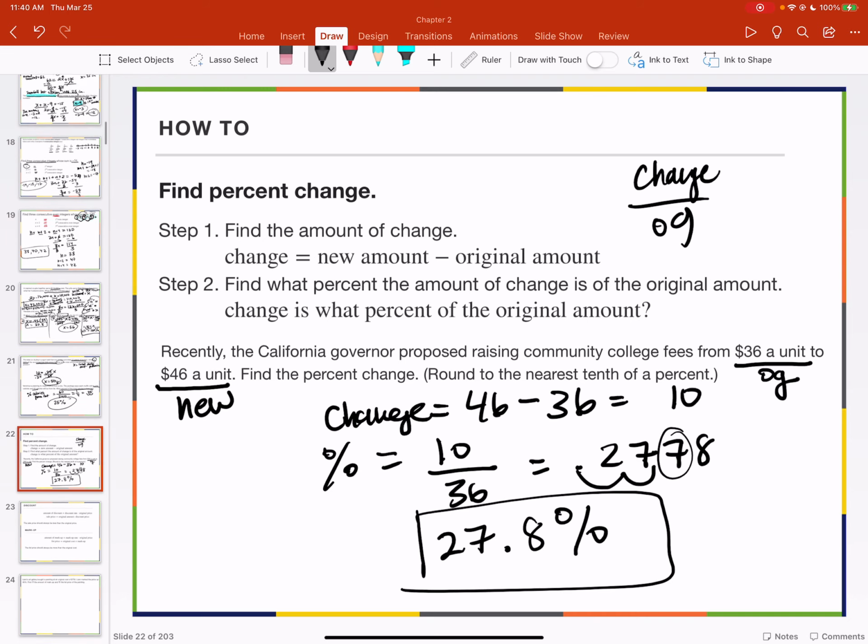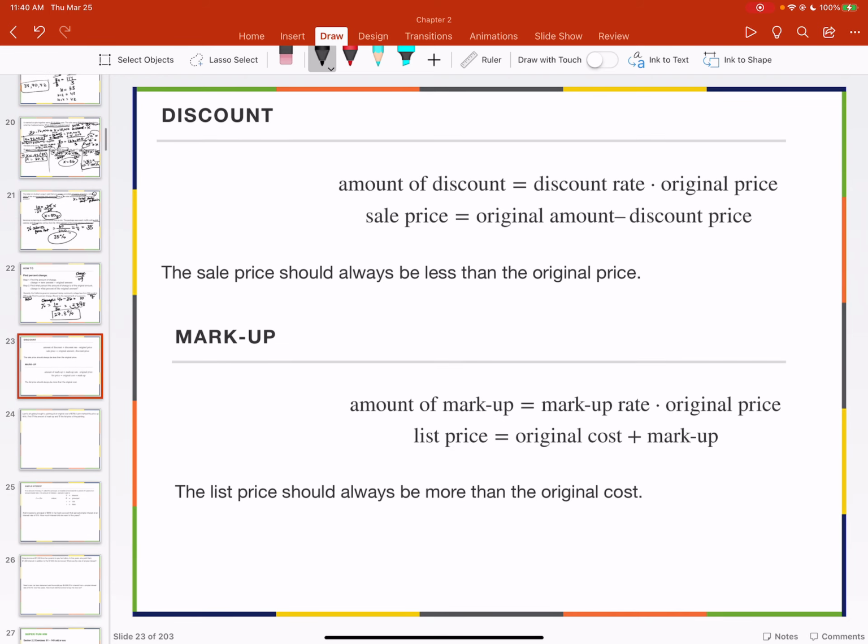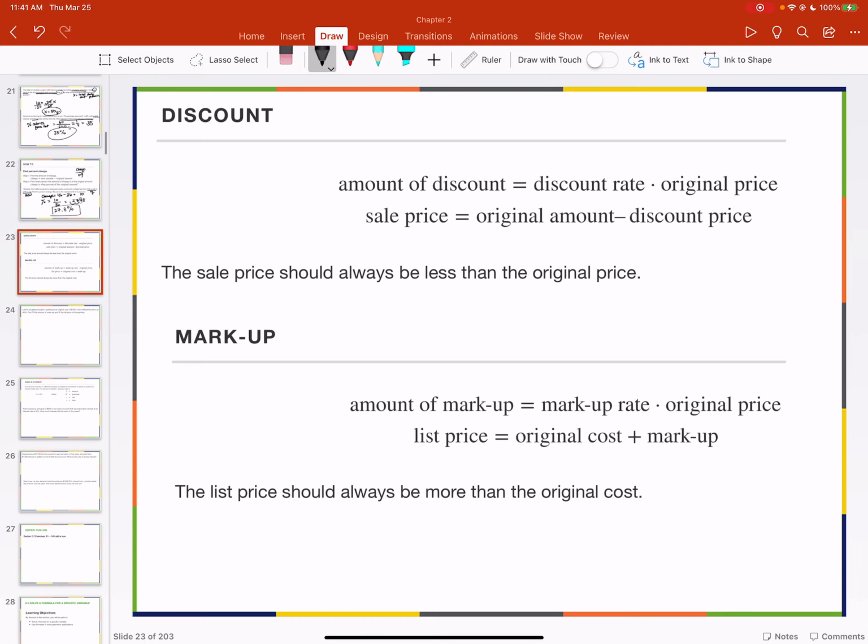It's quite a bit. All right, so discount. Let's talk about discount, which is a similar percentage application. We have the amount of discount equals the discount rate times the original price. And the sale price would be the original amount minus the discount price.